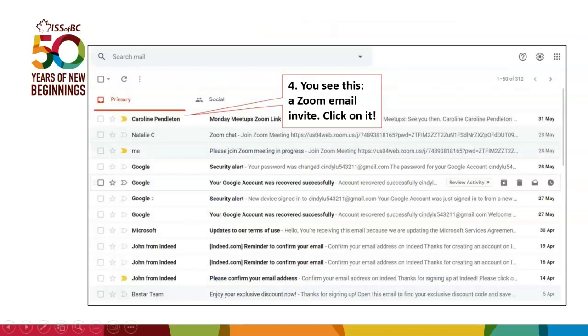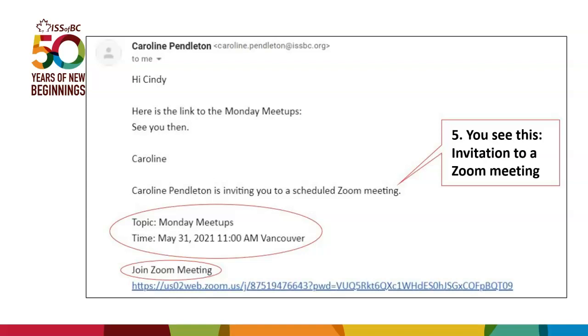You see this, a Zoom email invite. Click on it. Here is the Zoom invitation to a meeting. It says here, Monday meetups. When is the meeting? May 31st, 2021. What time is the meeting? It's at 11 o'clock a.m.